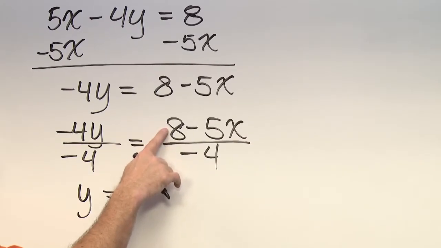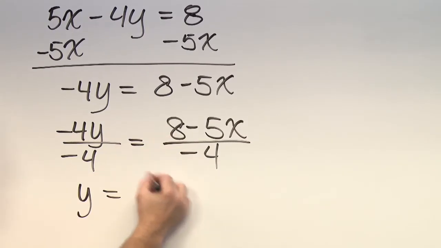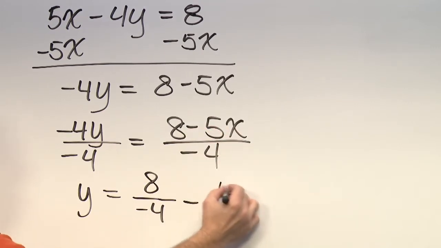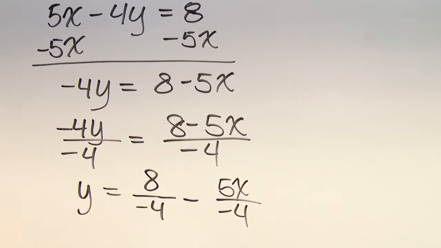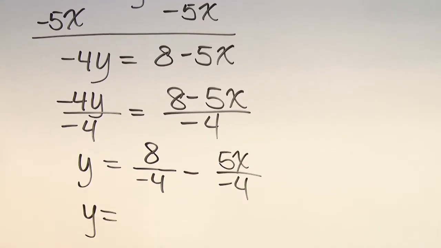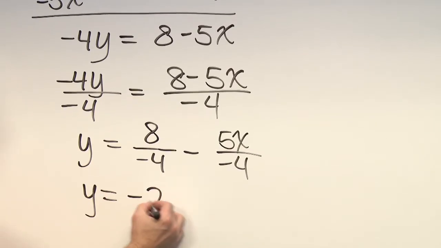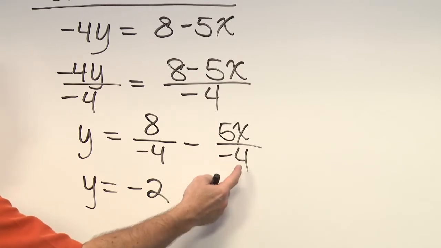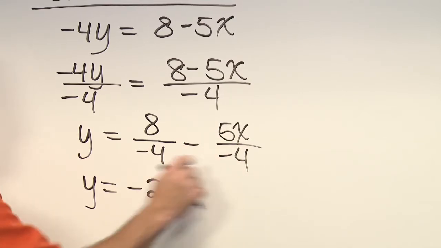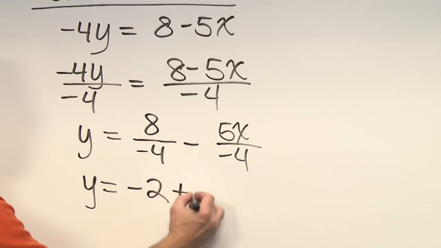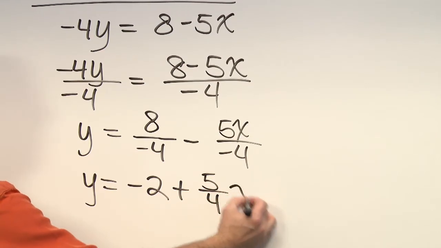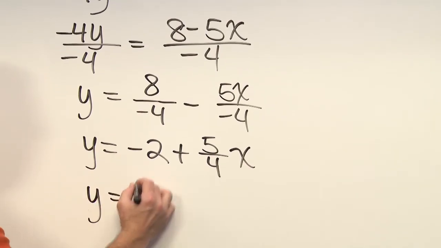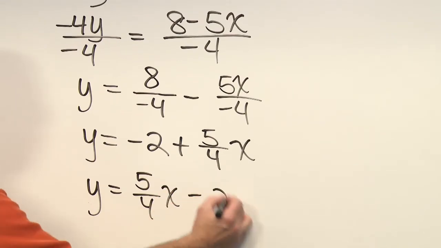Now we divide each term of the numerator by the denominator. 8 divided by negative 4 minus 5x divided by negative 4. That gives us y is equal to 8 divided by negative 4 equals negative 2. Here, 5 divided by negative 4 is negative 5/4. When we subtract a negative, that's the same as adding a positive. So it's plus 5/4 times x. We can rewrite this as y equals 5/4 x minus 2.